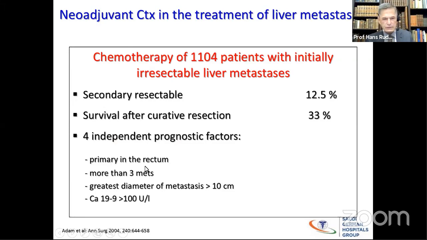The primary in the rectum was better than the primary in the colon. More than 3 metastases were worse. Greatest diameter more than 10 centimeters was worse, and a high CA19-9 level as well.